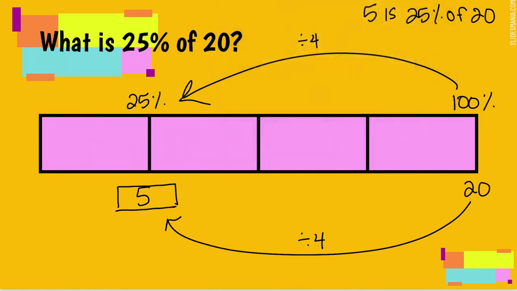Now I want us to also notice that I can move up and down the percent bar as well. To get from 100 to 20, I can divide by 5. So then from 25 to my unknown, I can also divide by 5, which still creates this true statement. So 5 represents 25% of the value of 20.